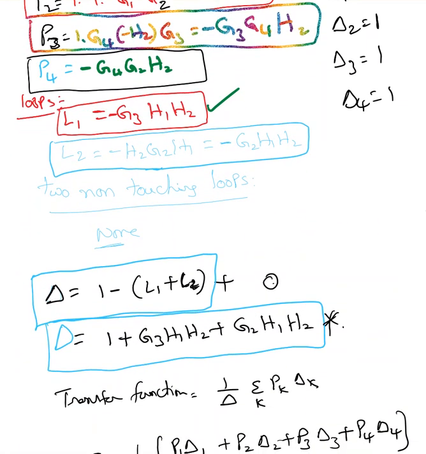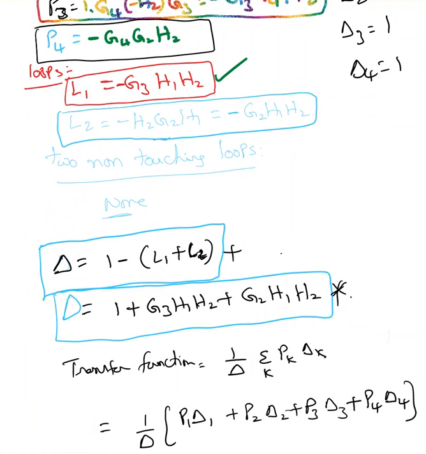Okay, now we'll find delta equal to 1 minus L1 plus L2 plus the product, sum of 2 non-touching loops. So if you have, say, LA and LB are non-touching loops, we don't have them here, I'm just giving you an example, and LC and LD are non-touching loops. So what we're going to do here, LA times LB plus LC times LD, that's what I meant. First we need to multiply 2 non-touching loops and then sum all the individual 2 non-touching loops. In this case we don't have this part, so I'm putting that as 0. So delta equal to 1 minus L1 plus L2, that's delta.